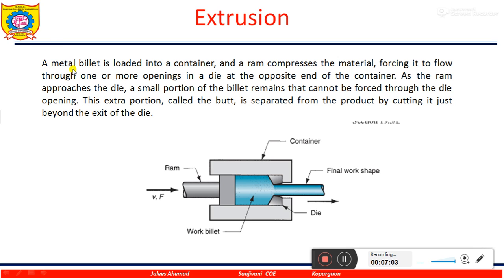Metal billet is loaded into a container and a ram compresses the material, forcing it to flow through one or more openings in a die at the opposite end of the container. As the ram approaches the die, a small portion of the billet remains that cannot be forced through the die opening. This extra portion, called the butt, is separated from the product by cutting it just beyond the exit of the die. पूरा मटेरियल निकलेगा, छोटा सा बच जाएगा वो. ठीक है.